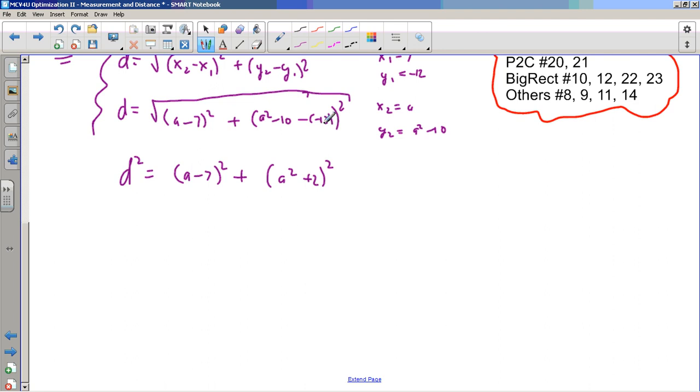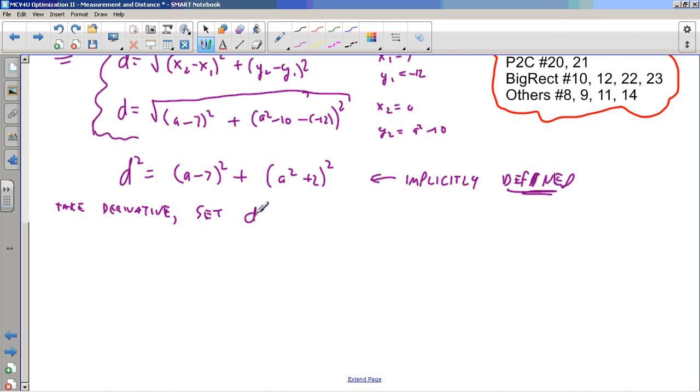And then, well, what do I got? I got an implicitly defined function, right? Because this was explicit. This is implicitly defined. Some good writing there. Okay, and why is this so much better? I'll show you in a second, because now I'm going to take the derivative, and I'm going to set D prime equals 0.